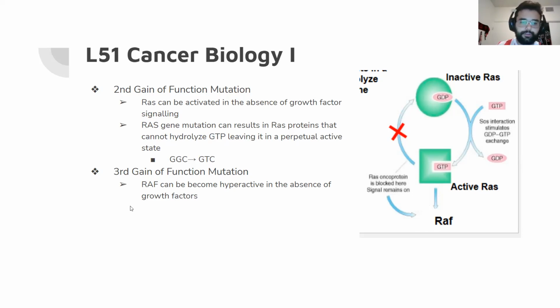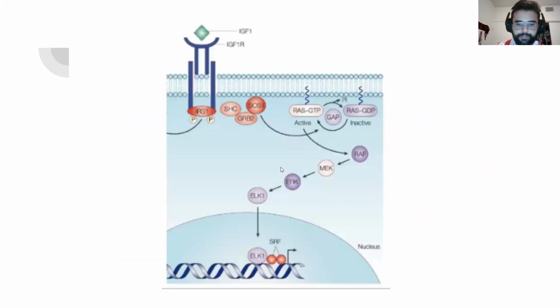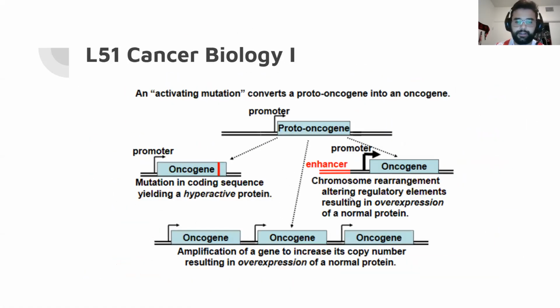Finally, our third gain of function mutation is when our RAF becomes hyperactivated in the absence of growth factors. This is just a mutation of our actual RAF. Let me go back here to make sure everybody follows. We had a mutation in our actual receptor. This is not the same receptor, but it has a similar purpose. We saw one mutation in the receptor, one in our RAS, and one in our RAF. If any one of these is broken, the whole pathway can become completely activated and uncontrollable.